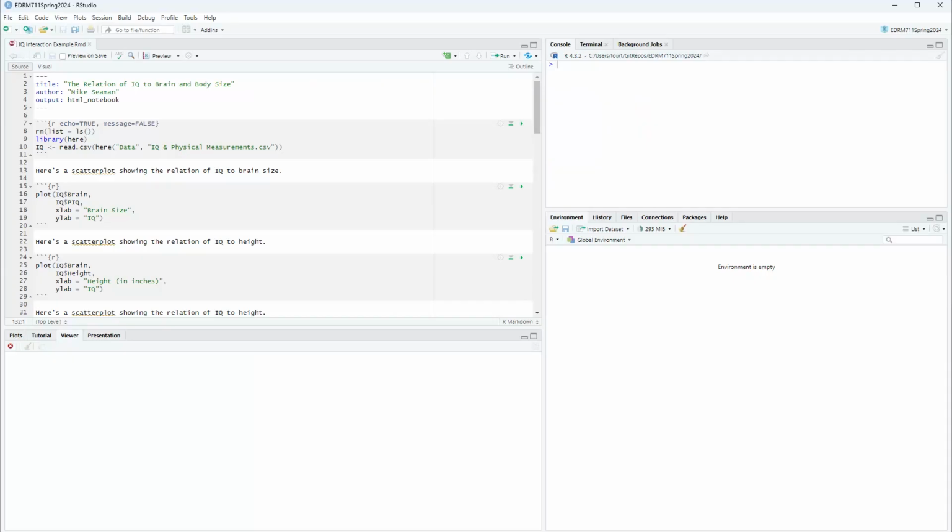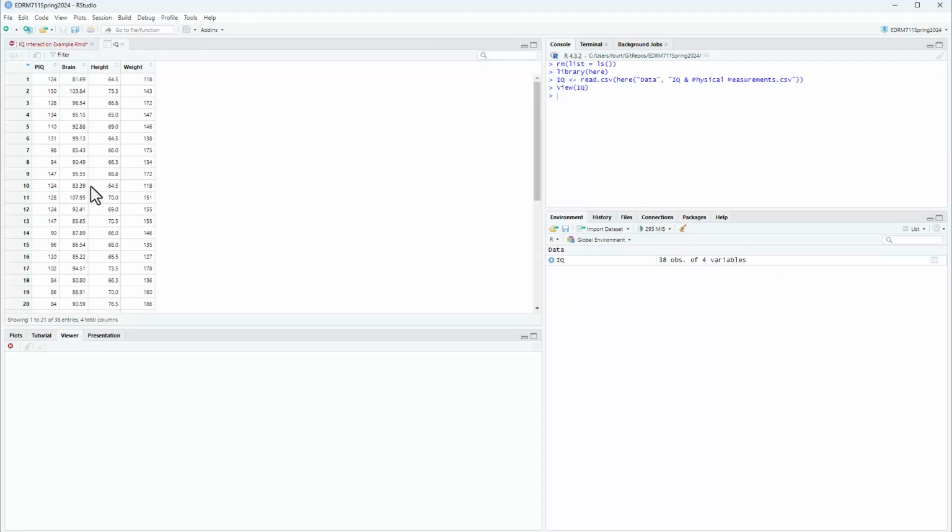So let's take a look at this R notebook that I've constructed. And we're going to look at the relation of IQ to brain and body size. So first I'm going to read in the data. And let's take a look. Here is the little spreadsheet version of the variables. IQ in the first column, brain, height, and weight.